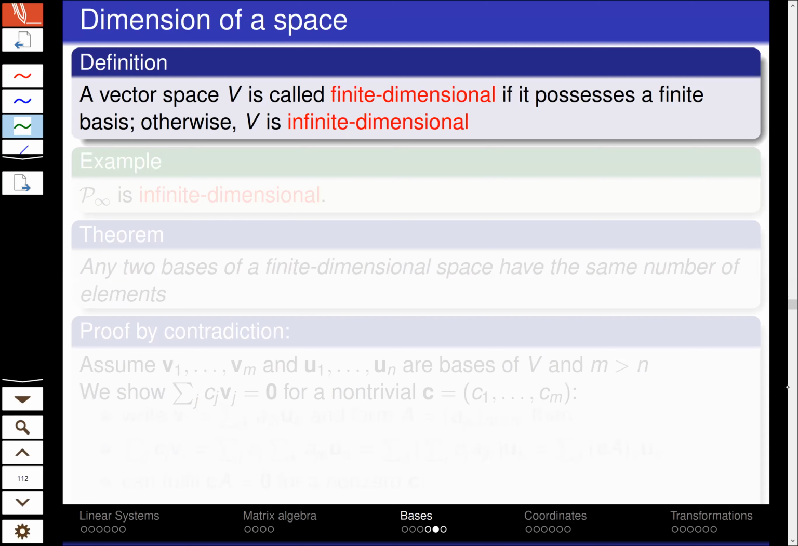We say a vector space is finite dimensional if it possesses a finite basis, and otherwise this space is infinite dimensional. Do infinite dimensional spaces exist? An example? Yes, polynomials. We have seen that polynomials have an infinite linearly independent set. In fact, this set is also a basis of this vector space. And you already know from your homework that if you have a space of dimension n, the maximal number of linearly independent vectors there is also n. So you cannot have more.